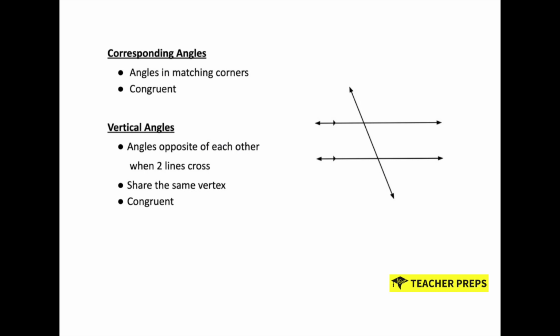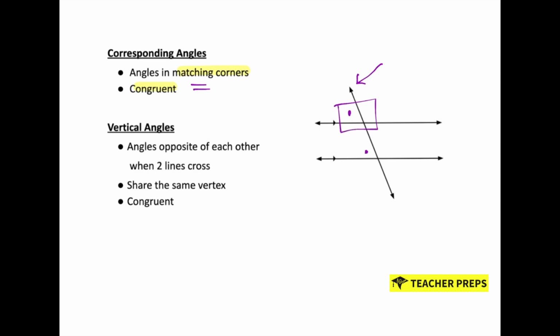The first is corresponding angles. These are angles that are in matching corners. And they're congruent, meaning they're equal. These are going to be on the same side as the transversal. An example would be this angle and this angle.